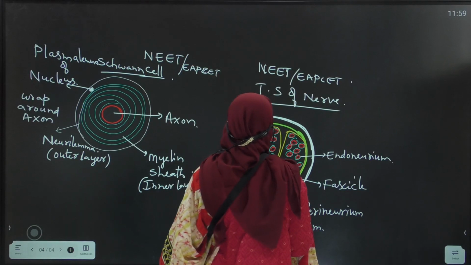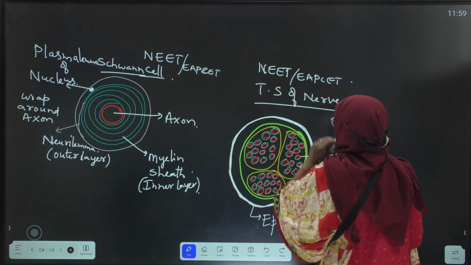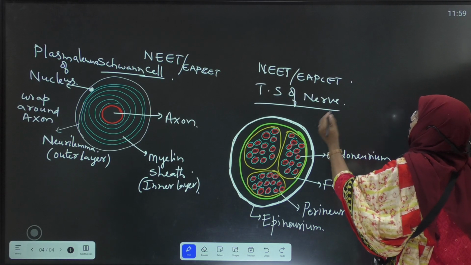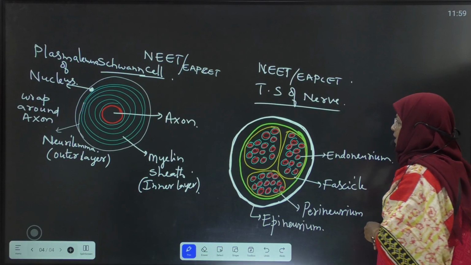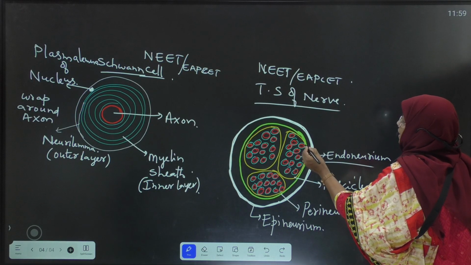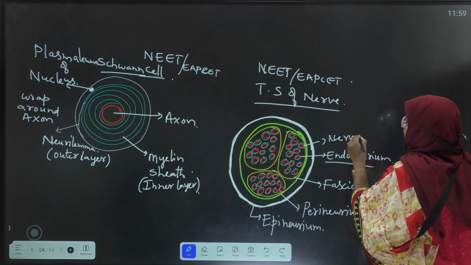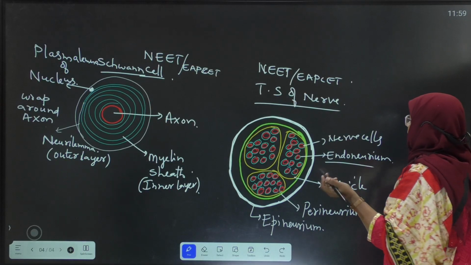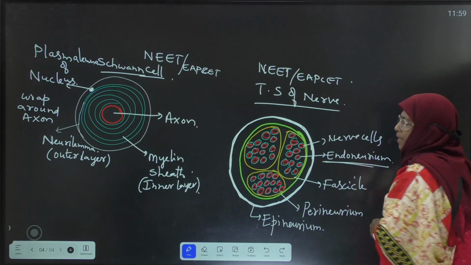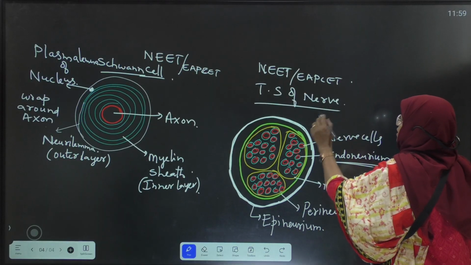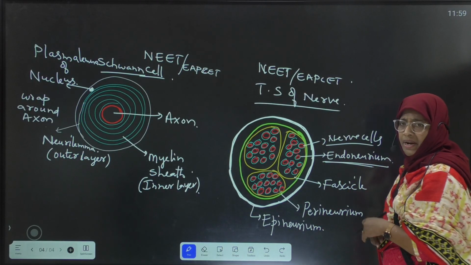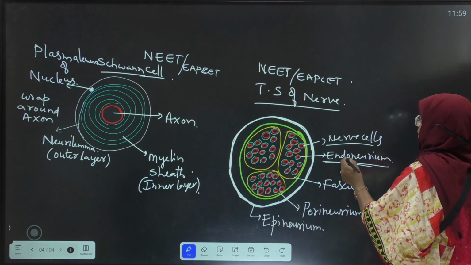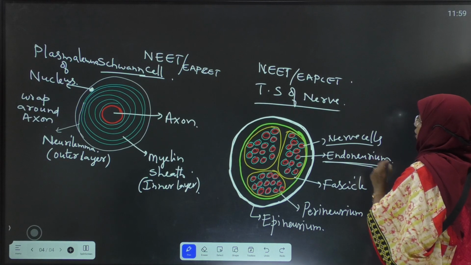Next, transverse section of nerve. Here, a nerve is made up of many individual nerve cells. These are individual nerve cells. Each individual nerve cell is covered by a connective tissue sheath called endoneurium. This nerve is made up of many nerve cells or nerve fibers. These nerve fibers are covered by a connective tissue sheath called endoneurium.